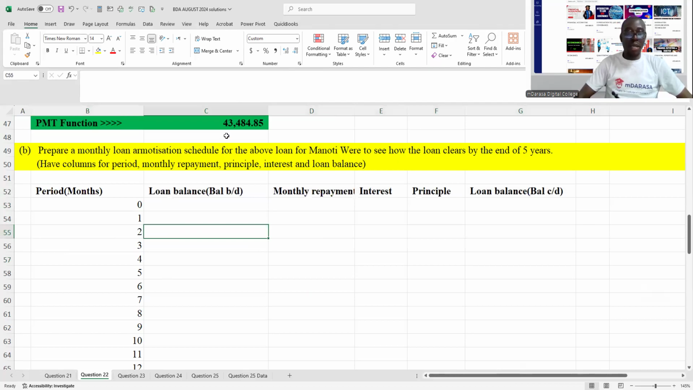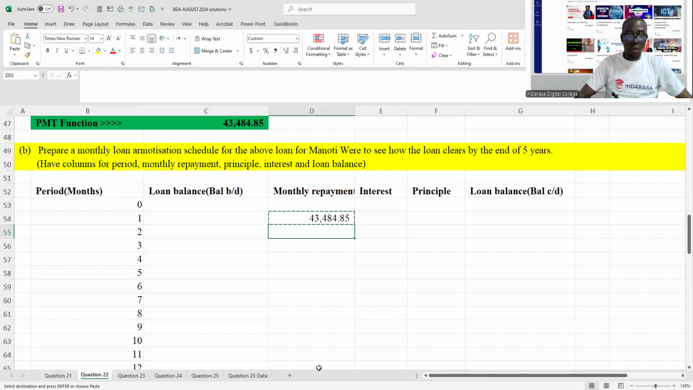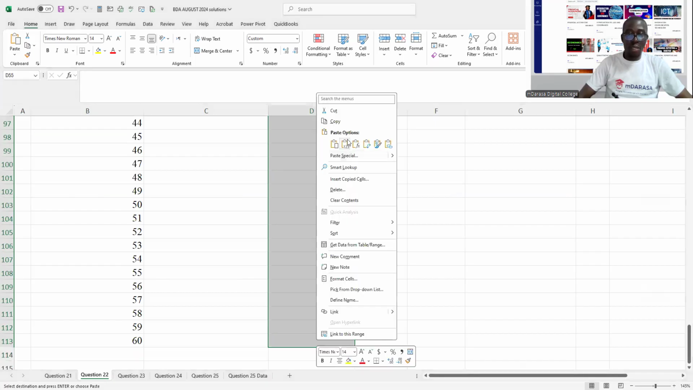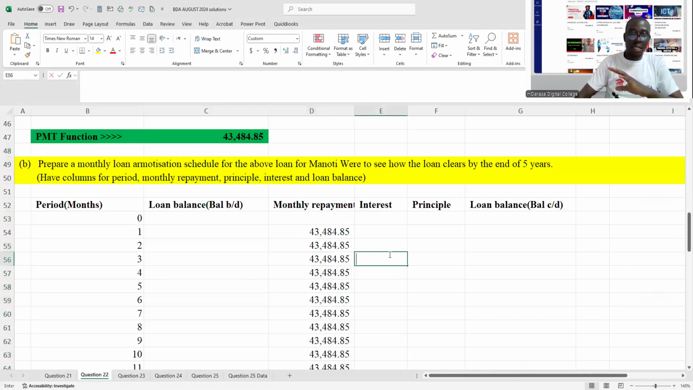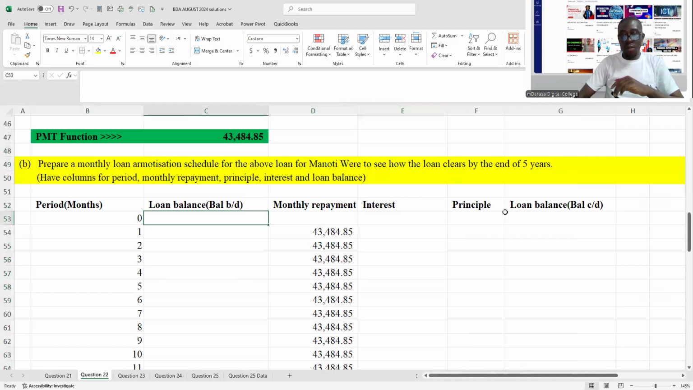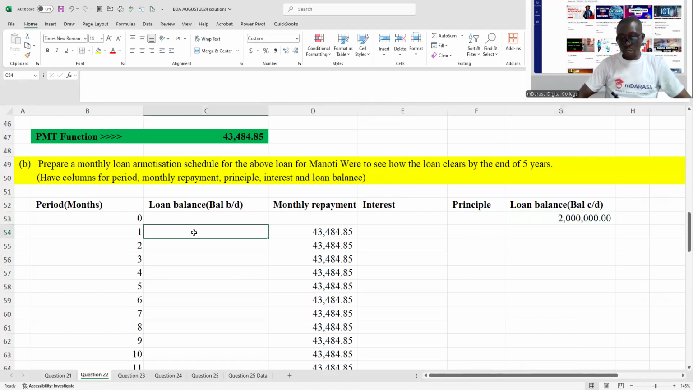Working it out, we agree that, number 1, the monthly repayment is the same all through. The monthly repayment from year 1 will be equal all through the period. So I copy and paste, and you'll find that the monthly repayment is equal all through. In this case, for the loan balance, year 0 is 2 million. Year 1, as you're starting, I'll have the 2 million.